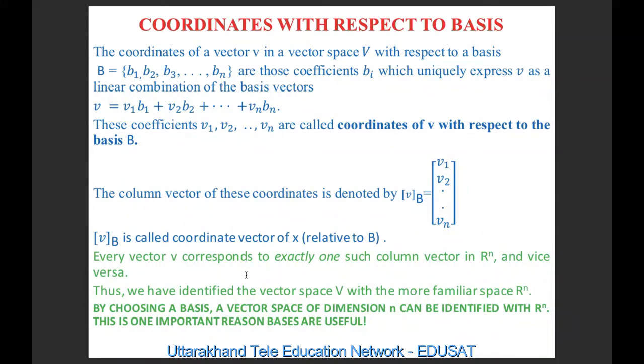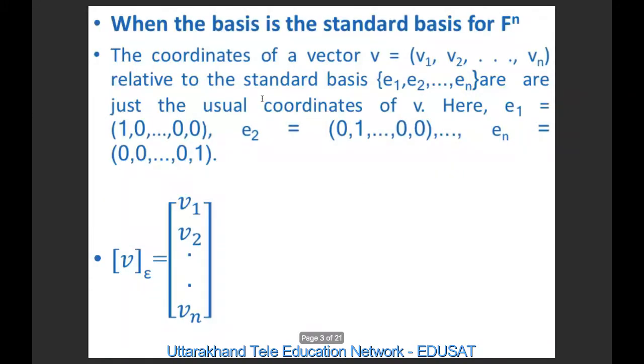Every vector v corresponds to exactly one such column vector in Rn, and vice versa. Thus, we have identified the vector space V with the more familiar space Rn. So, by choosing a basis, a vector space of dimension n can be identified with Rn, and this is one of the important reasons why these bases are useful to us.